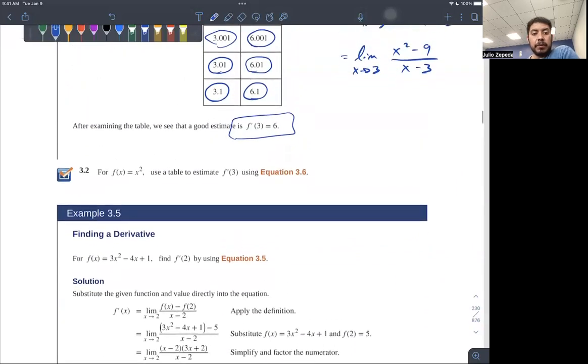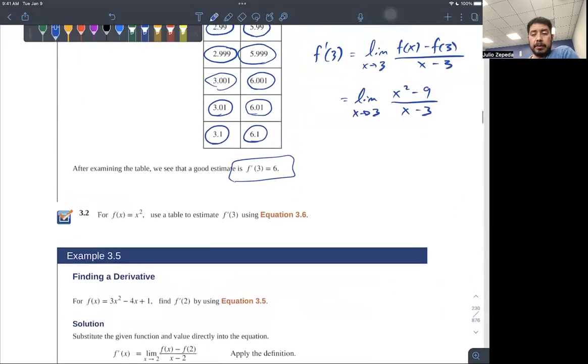All right, so finding a derivative. This is probably the last example that I'll do before calling it the end of the video. We'll see, depending on how long it takes. So it says, finding a derivative. Find f prime of 2. Okay, well, we just defined what f prime of 2 means in the previous definition.